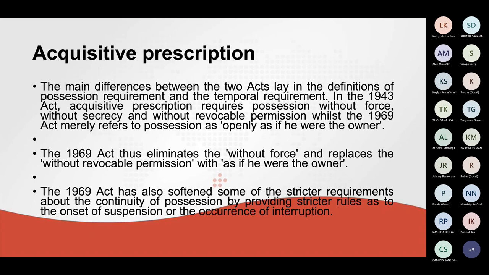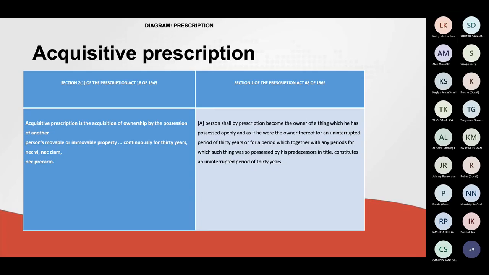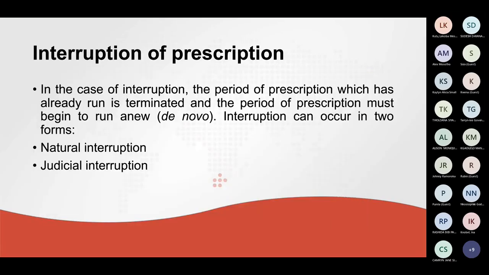The 1969 Act has also softened some of the stricter requirements about the continuity of possession by providing stricter rules as to the onset of suspension or the occurrence of interruption. Now, this is a table that highlights the difference between Section 2, Subsection 1 of the Prescription Act of 1943 and Section 1 of the Prescription Act 68 of 1969. Please read through it, the differences between the two.